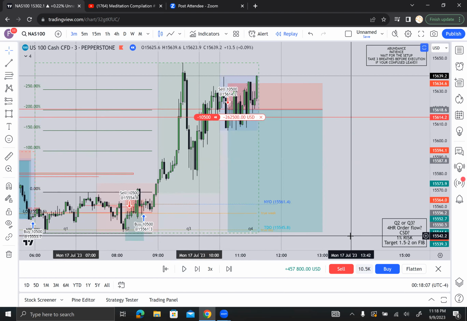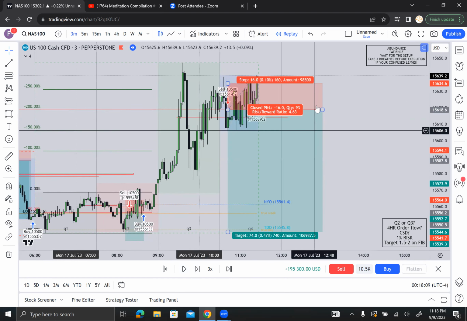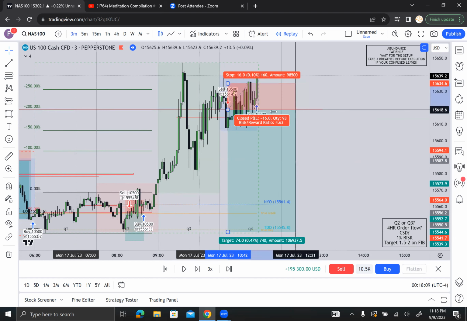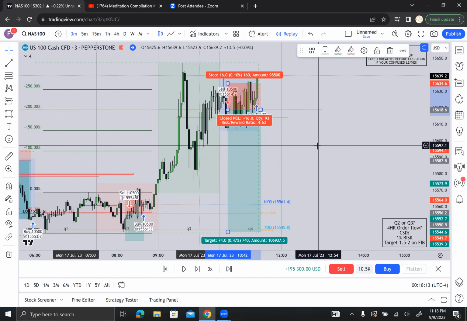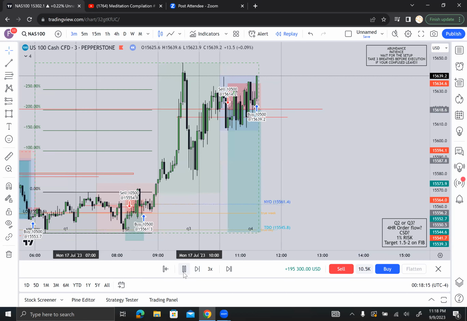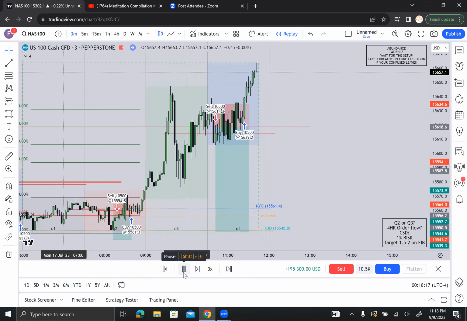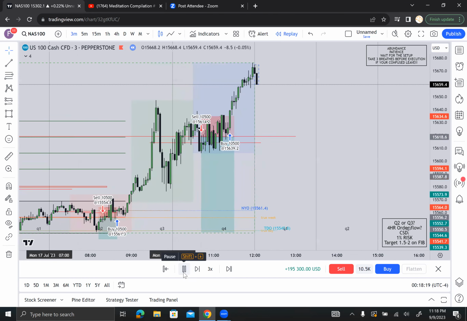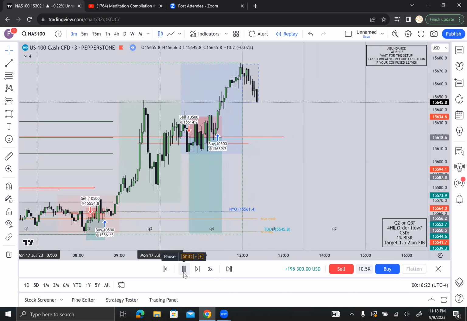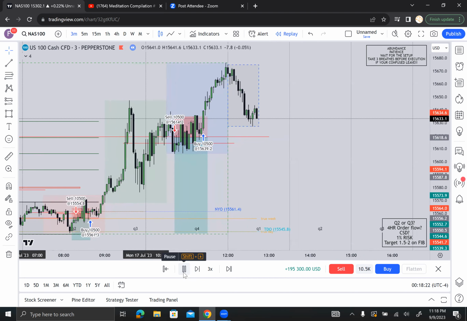That is a stop loss because that is just goofy price action. Okay, so let's keep it going. So 12 o'clock. This is lunch period, right? We don't trade lunch.